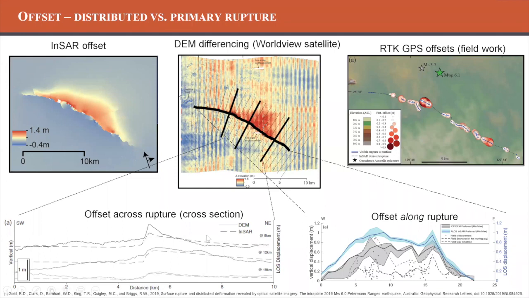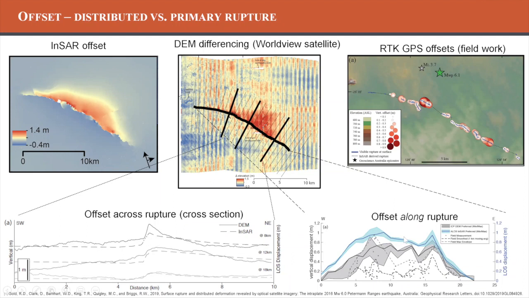If we look across the rupture at cross sections of the DEM and the InSAR, these remote sensing techniques, we see that there's the offset captured at the surface structure itself. But these techniques are capturing offset up to like 1 kilometer away from the surface structure on the hanging wall. So there's this distributed deformation that exists on the hanging wall, which creates a total offset picture.